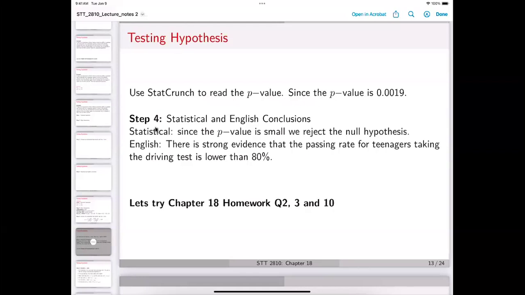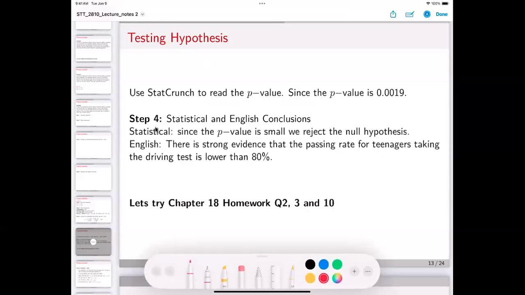So last time we started with hypothesis testing, and we did the example with the DMV. I remember telling you that when it comes to decisions, we have the statistical and then the English conclusions. I gave you a hint that anytime you have a p-value less than alpha, we reject. We reject what? The null hypothesis. And if you reject the null hypothesis, it means there is sufficient evidence.